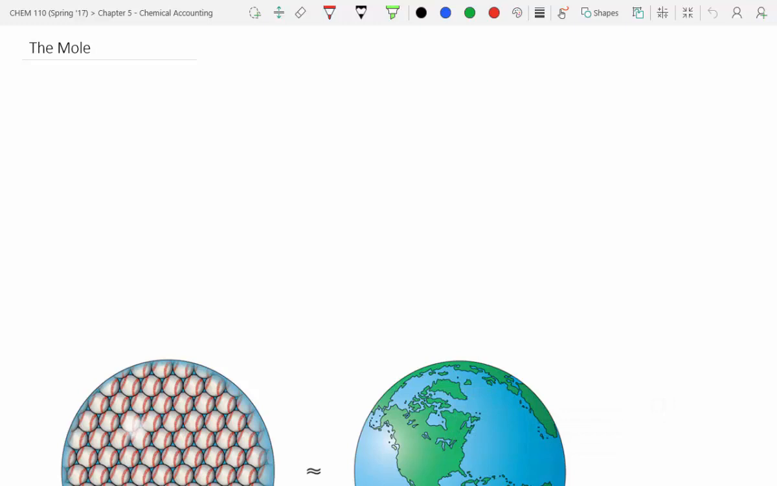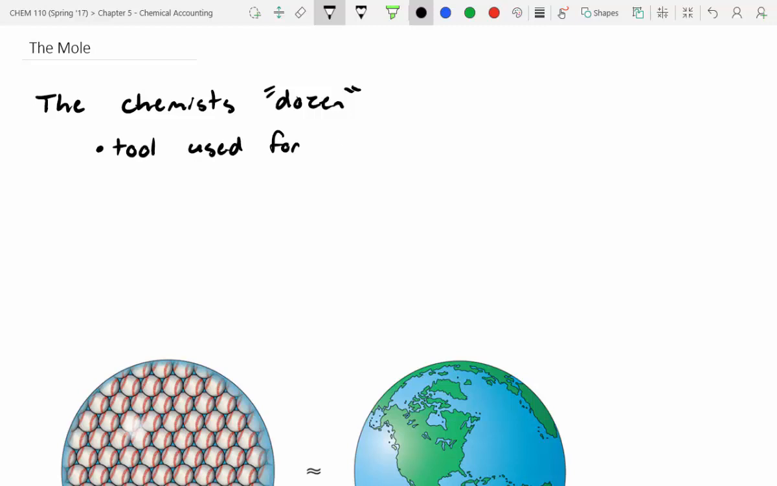All right, the next topic in chapter 5 is about the mole. The mole is kind of a weird thing in chemistry. I like to call it the chemist's dozen. Like a baker likes to count things using dozens, chemists like to count things using moles, right? So it's a tool used for counting. That's really all it is.